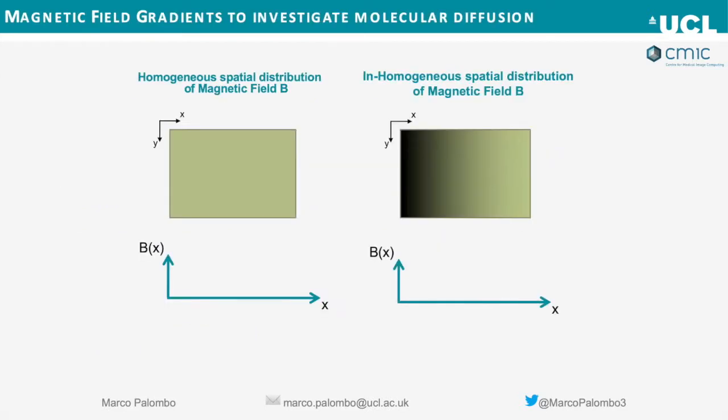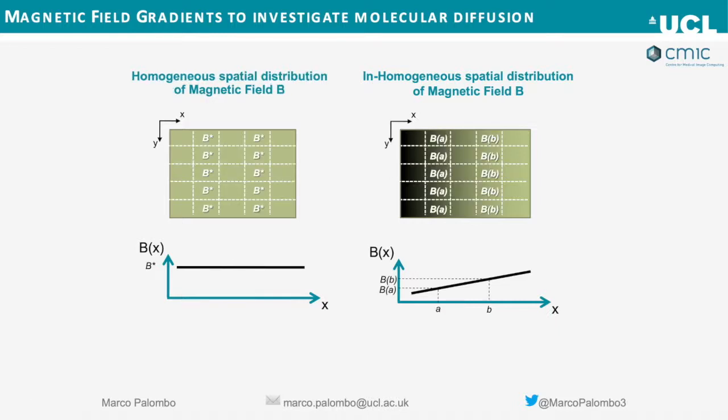In diffusion-weighted magnetic resonance in general, we use controlled magnetic field inhomogeneities that we call gradients to measure molecular diffusion. For example, we perturb the homogeneous magnetic field B within the investigated tissue by applying a linear gradient along one specific direction, in this example, X. This induces a controlled spatial variation of the local magnetic field B, which is now a function of the location X in the tissue, in the example here on the right.